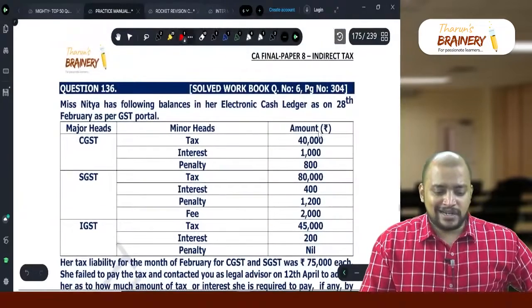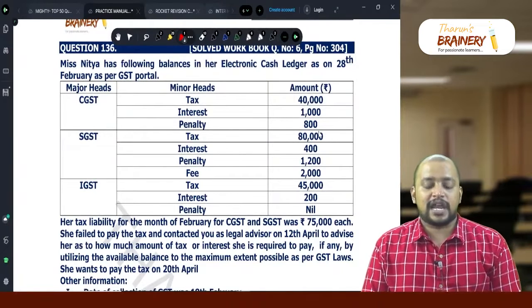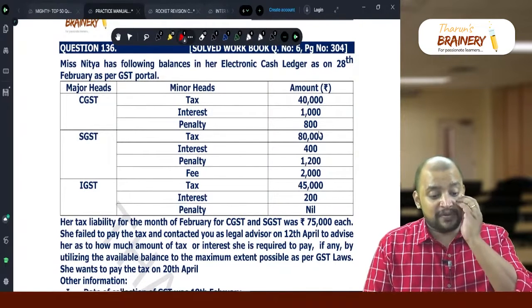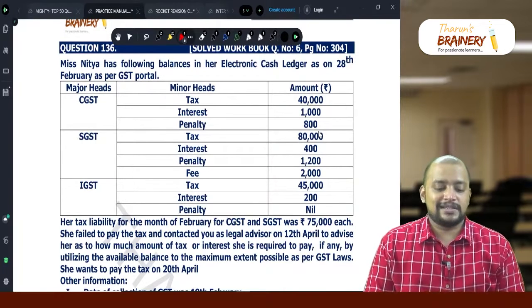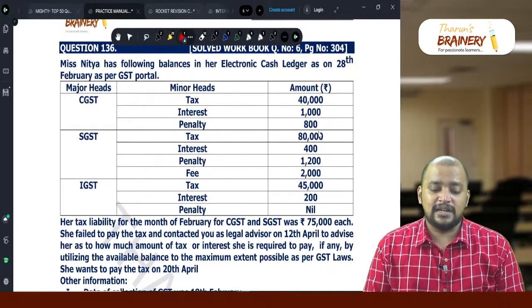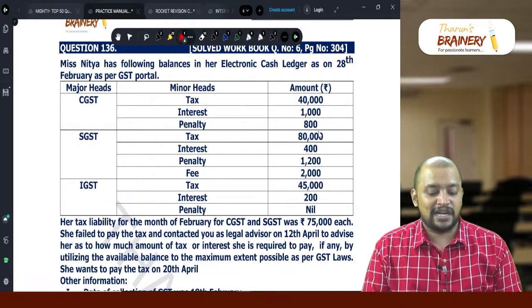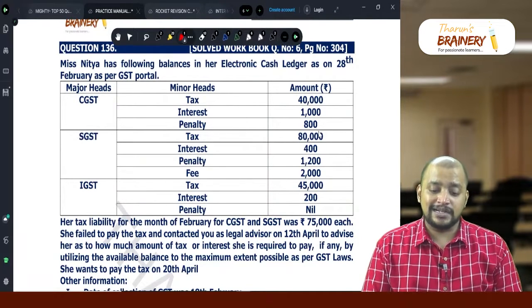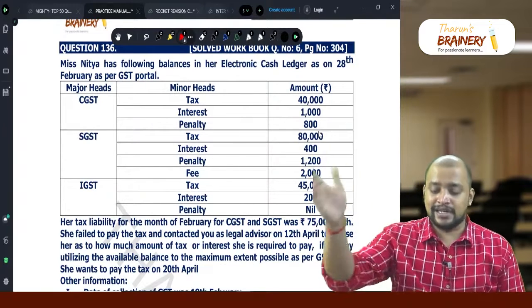Question number 136. Miss Nitya has the following balances in her electronic cash ledger as on 28th February as per the GST portal. CGST: tax, interest, penalty; SGST: tax, interest, penalty, fee; and IGST: tax, interest, penalty. This is her balance in the cash ledger.